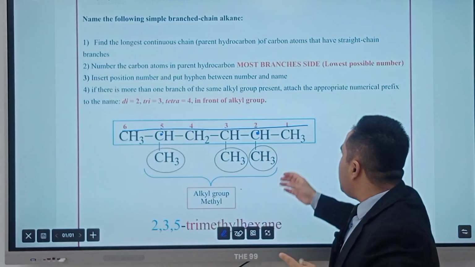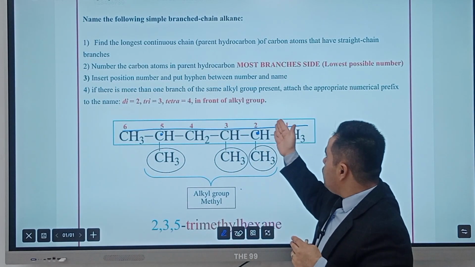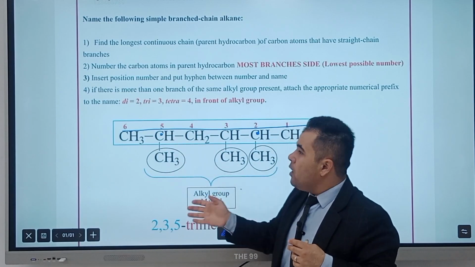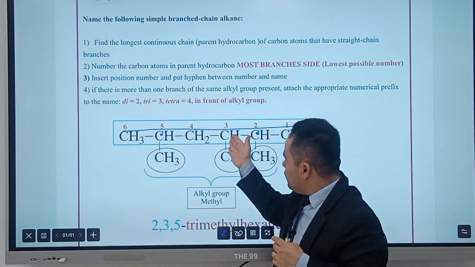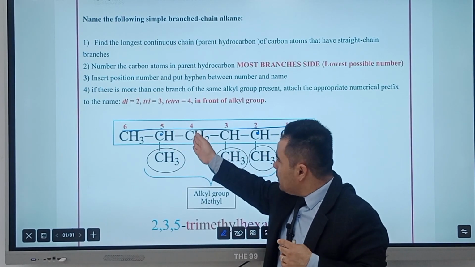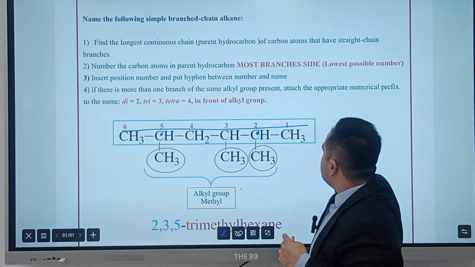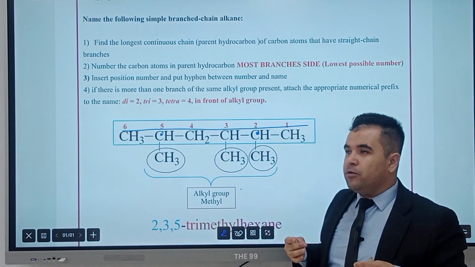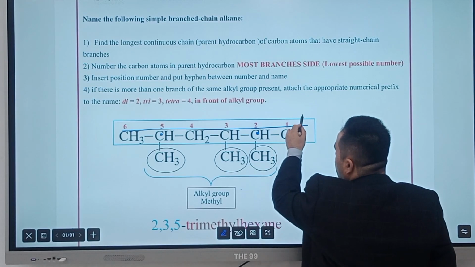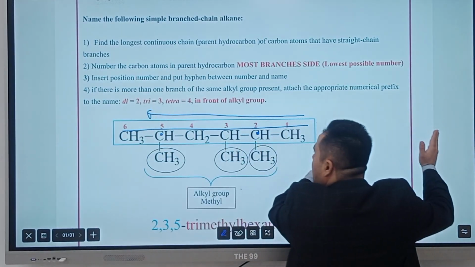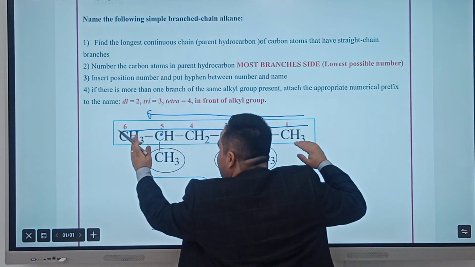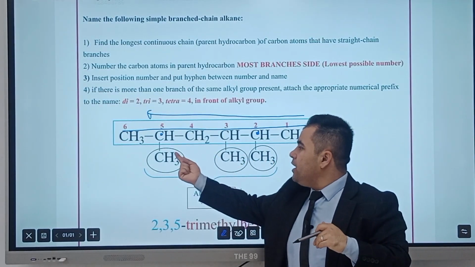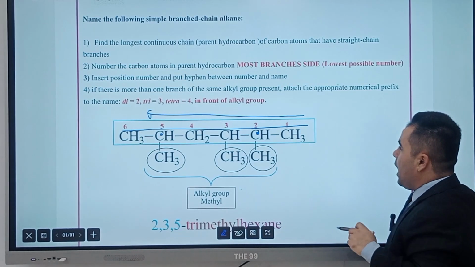alone. Despite the first branch being 2 from here and 2 from there, after the 2 here we have another branch directly, but we do not have another branch from there, so you have to start from this end in order to have the lowest possible positions for the branches. So we number from the right to the left, not the left to the right, because of two branches coming together here, and the one branch alone.